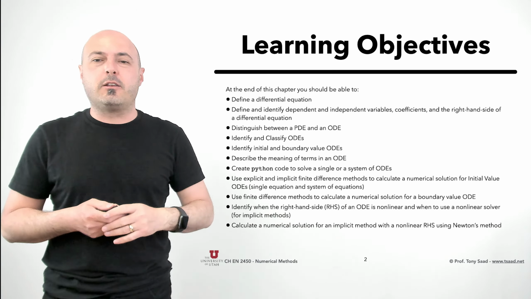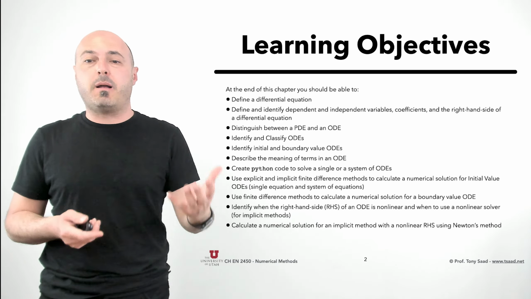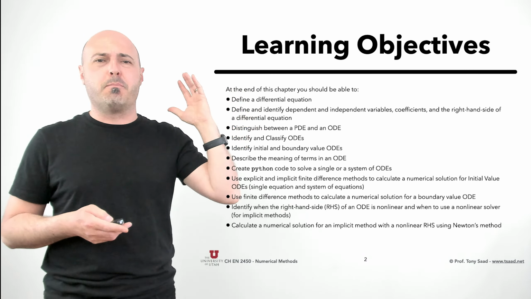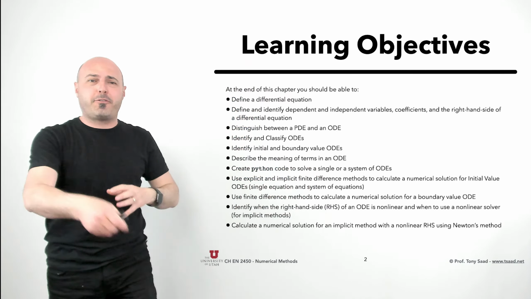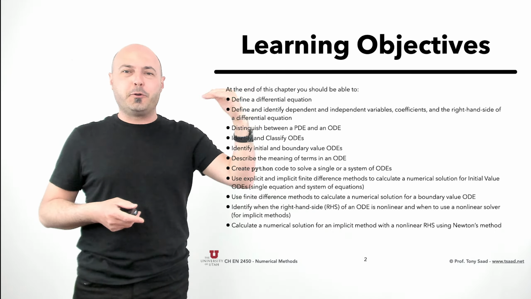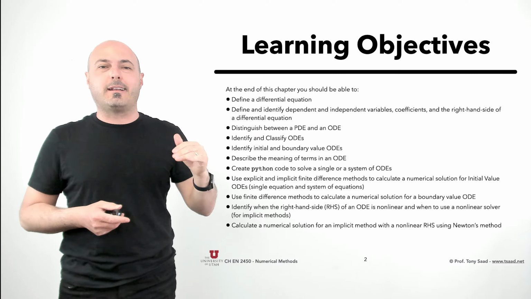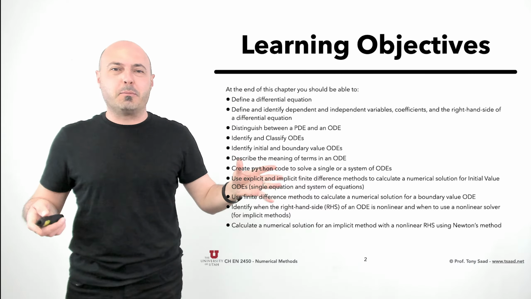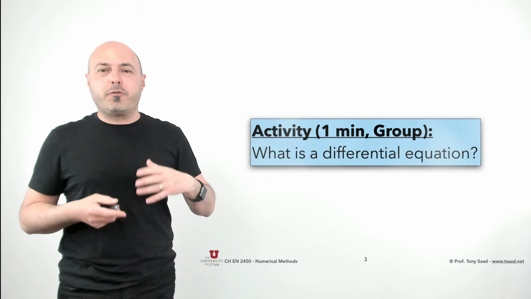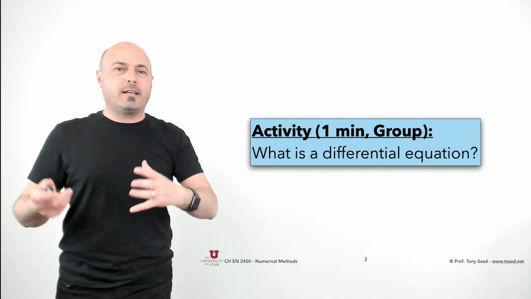And calculate a numerical solution for an implicit method with a nonlinear right-hand side using Newton's method. This is like the most, we're like throwing everything into the pot. It gets really, really complex there. But if you do it systematically, all you end up with is a linear system of equations that you have to solve. Okay? And before we get started, I want to ask you a question.